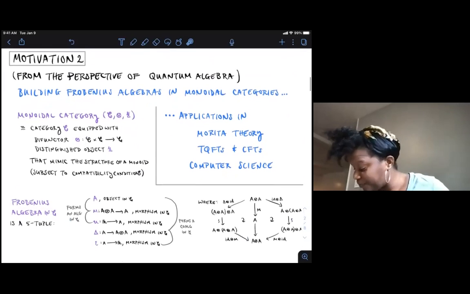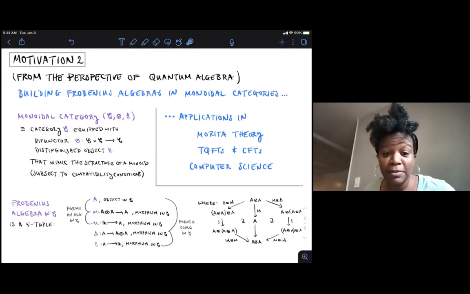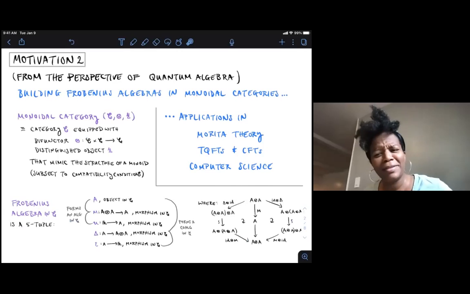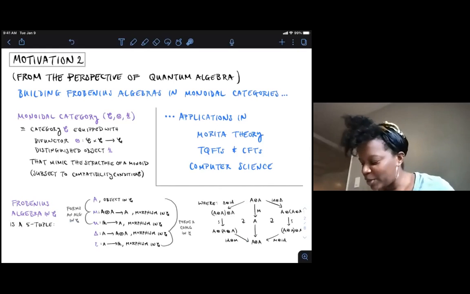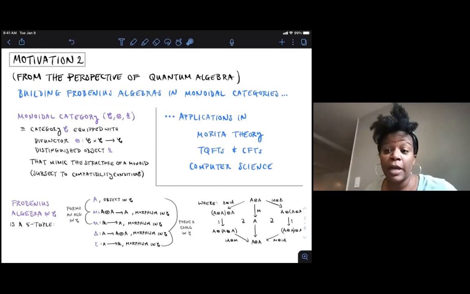Another motivation comes from the perspective of quantum algebra, if I'm allowed to say that quantum algebra is different than non-commutative ring theory. Okay, so this is all about building Frobenius algebras in monoidal categories.